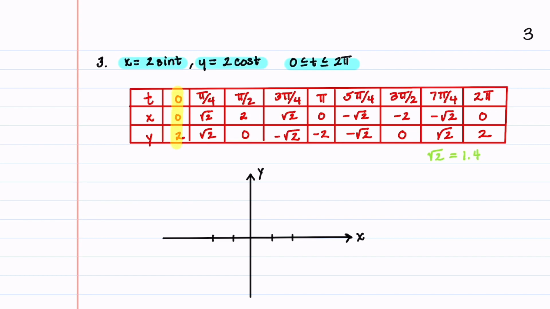When t is equal to 0, x is 0, and y is equal to 2. This point is located here. Our next point is the point root 2, and I've already made a note that root 2 is approximately 1.4. This gives us x is 1.4 and y is 1.4, which places our point here. For our next point, x is 2 and y is equal to 0. The rest of our points look like this.